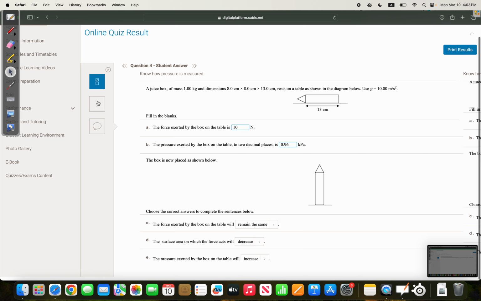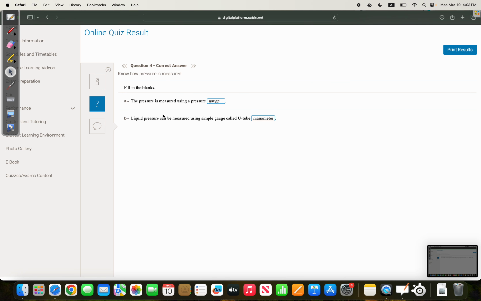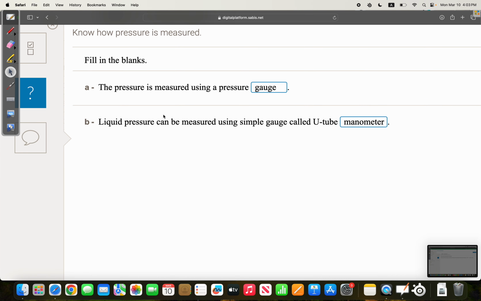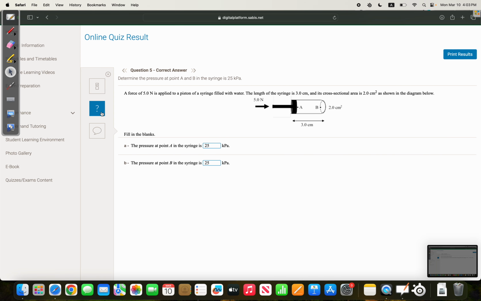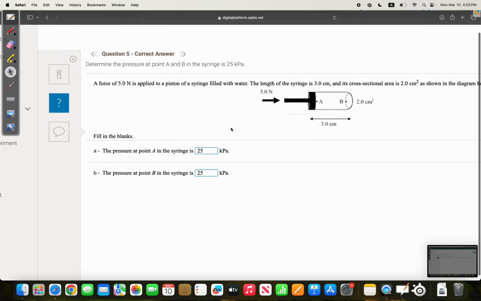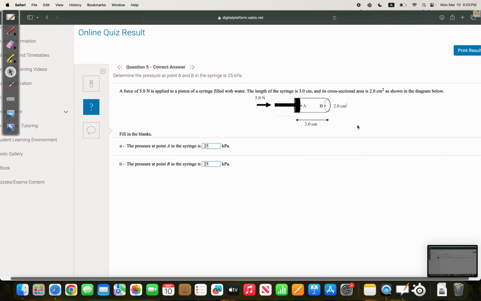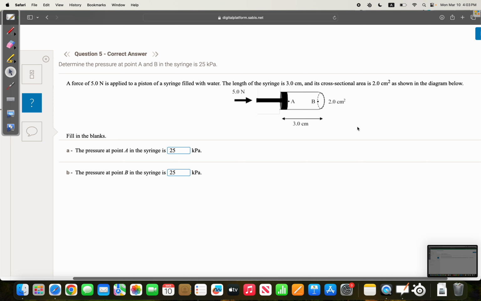Question 4. Pressure is measured by a pressure gauge. Liquid pressure can be measured using a simple gauge called a U-tube manometer. Number 5. A force of 5 newtons is applied to a piston of a syringe filled with water. The length of the syringe is 3 centimeters and its cross-sectional area is 2 centimeters squared.